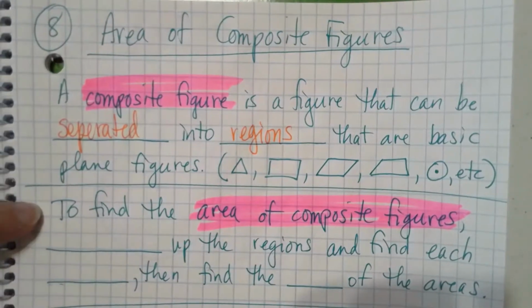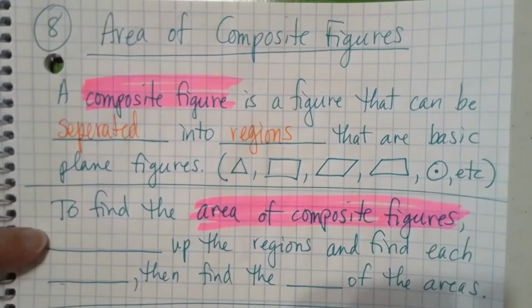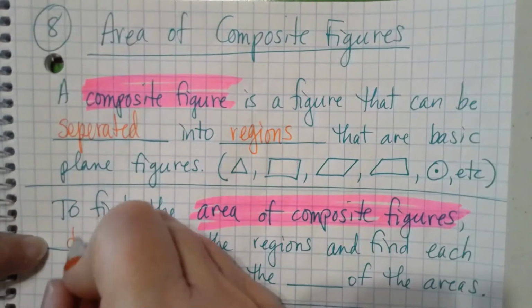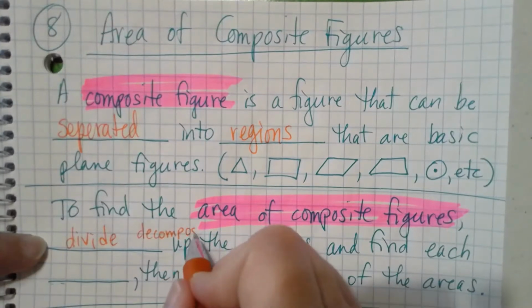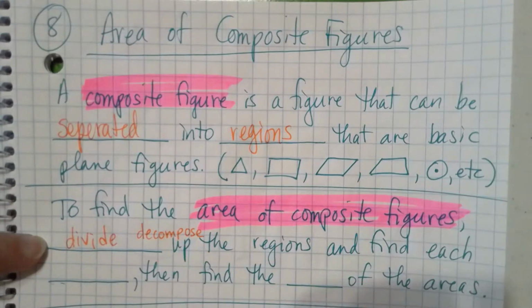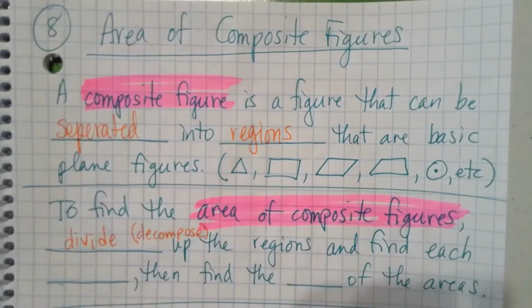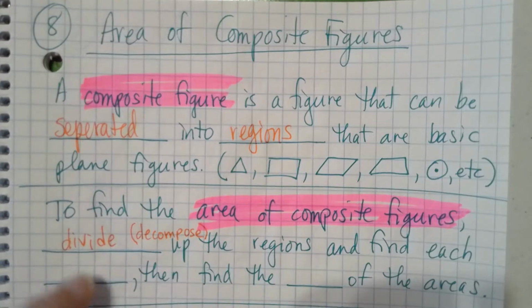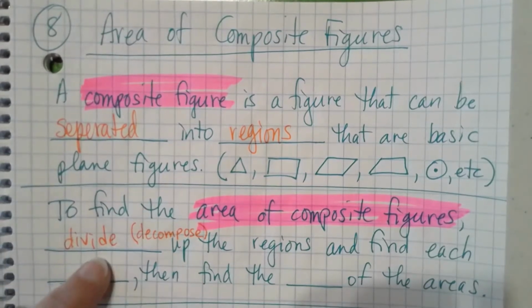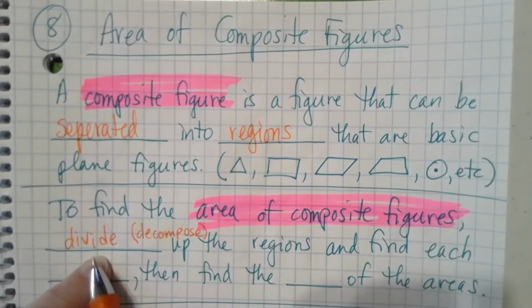Okay, so to find the area of those composite figures, we are going to divide up the regions. So we're going to separate those. One word that you are going to see later is decompose. Okay, so if you see that word, decompose just means to divide it or break it up into sections, right? When food decomposes, it breaks up and goes back into the soil or whatever. That's my science lesson for the day. We'll pretend that was right.